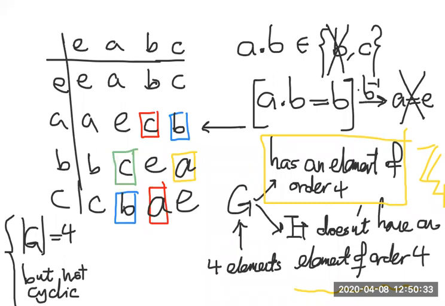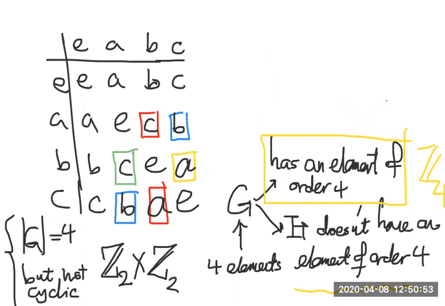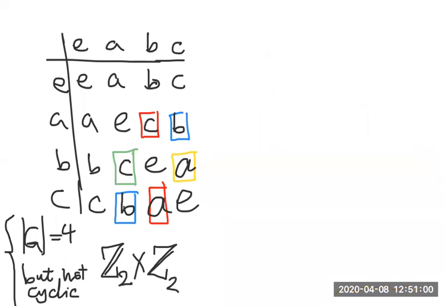That is correct. So Z2 has 2 elements. Z2 has, again, 2 elements. Therefore, Z2 cross Z2 has 2 times 2, which means 4 elements. And it's easy to see that it doesn't have any element of order 4. So you are right. Let's just check this fact and make sure we're not making a mistake.